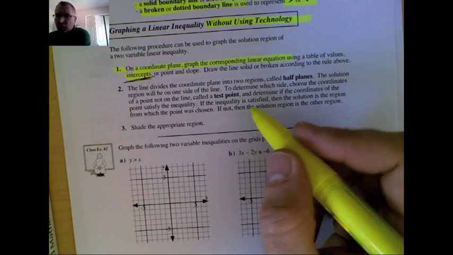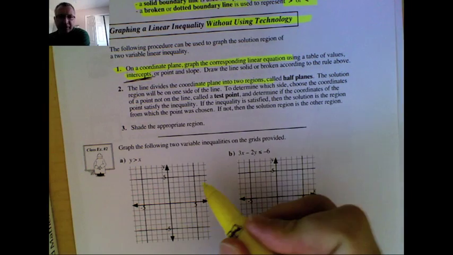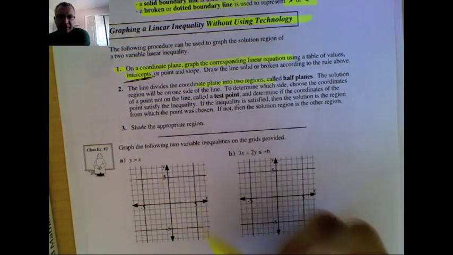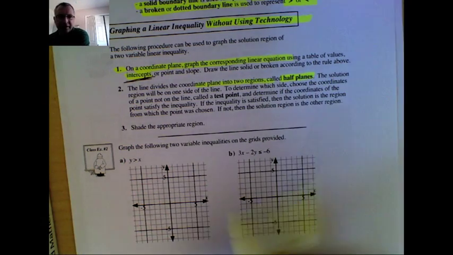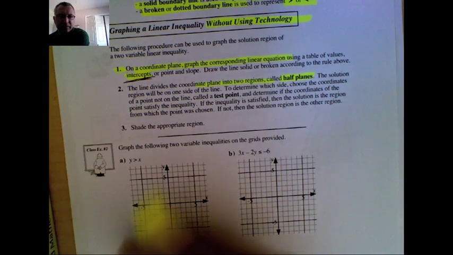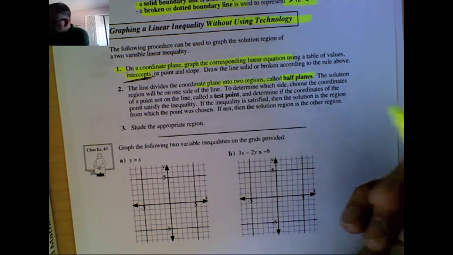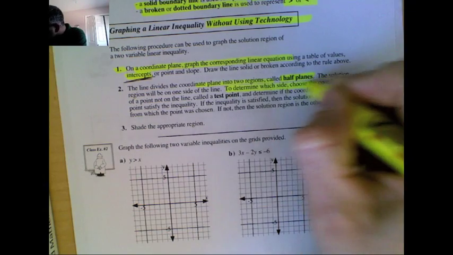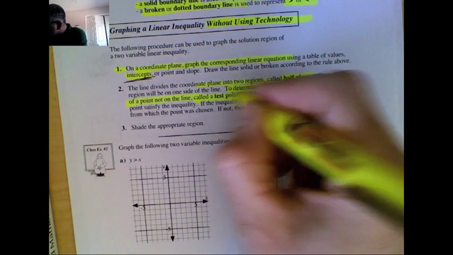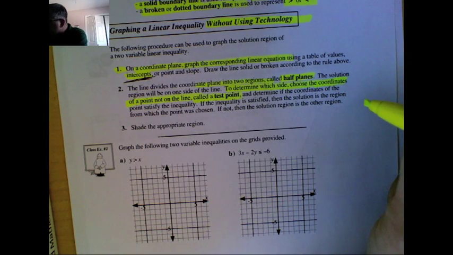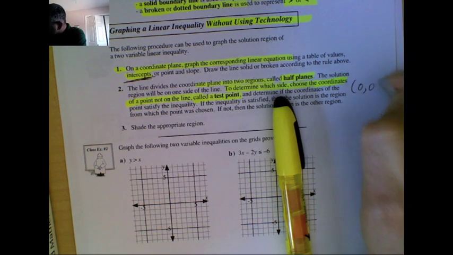Now, it says the coordinate plane is divided into two regions. Basically, if you have a line on a graph, you're going to have a region above the line and a region below the line, and those are called half planes. Makes sense. This whole thing is called a plane, so if you put a line through it, you're going to have two half planes. Now, to determine which side you're going to shade, we use something called a test point. The easiest test point to use is the point 0, 0.